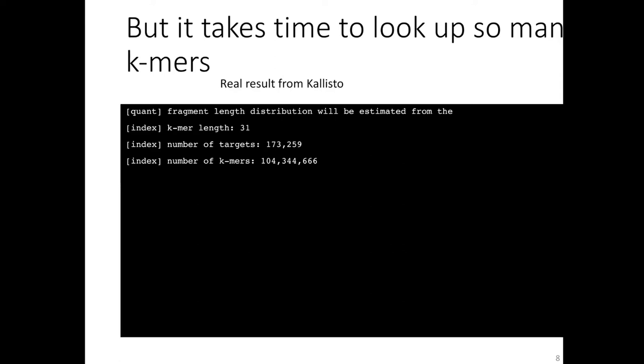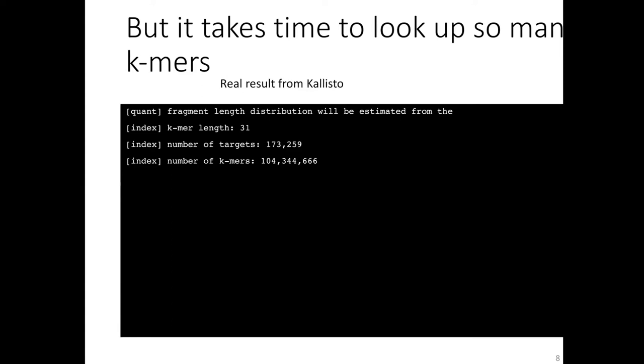This still takes some time, and this is a real example from the program Kallisto. This is the human transcriptome, which has 173,259 transcripts in it. And the number of k-mers is approximately 104 million k-mers. And then you have millions of reads, and each read will have approximately 100 k-mers. So you can imagine there's a lot of comparisons going on here. So unfortunately, it's not so fast.